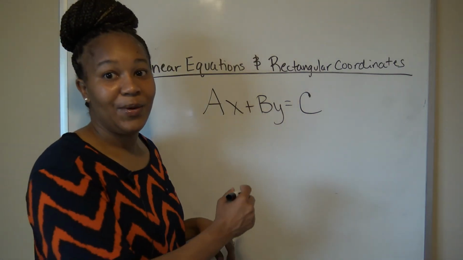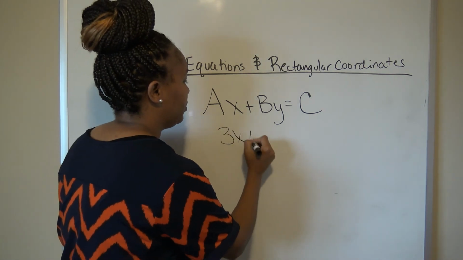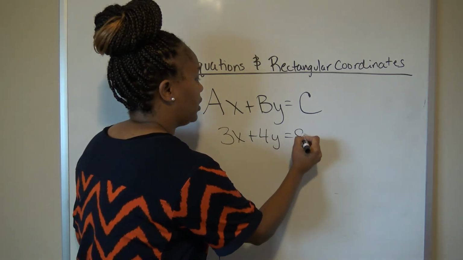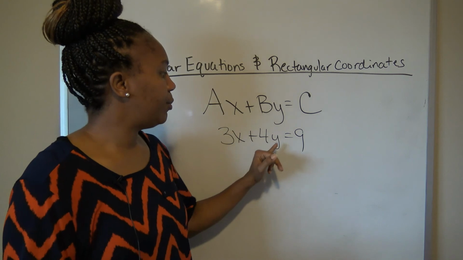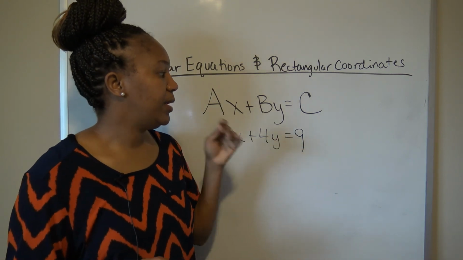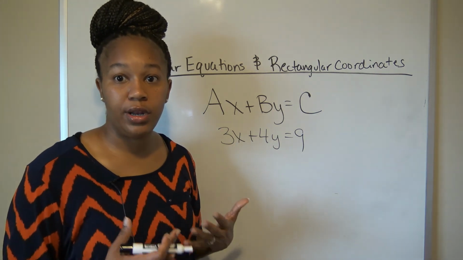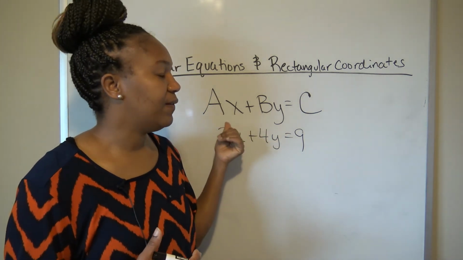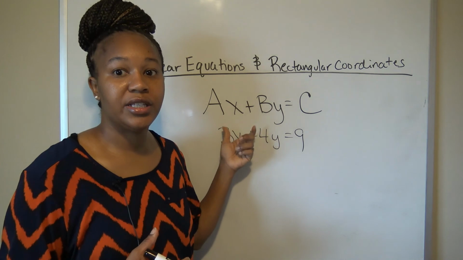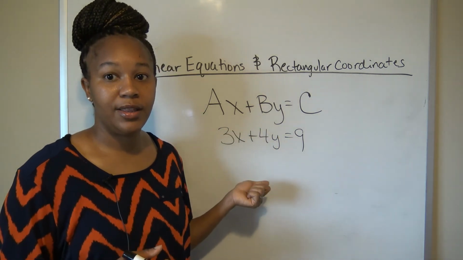So an example of a linear equation would be 3x plus 4y equal 9. So your A would be 3, your B would be 4, and your C would be 9. Now there are other forms of linear equations. I mean, you can see it written in other forms, but this is standard form, and standard form is when your x and y are on the same side of the equal sign.